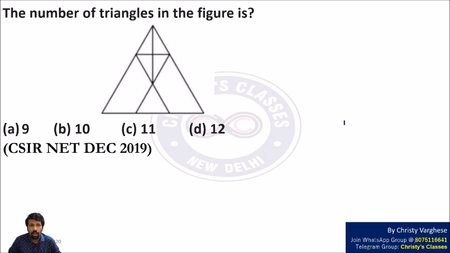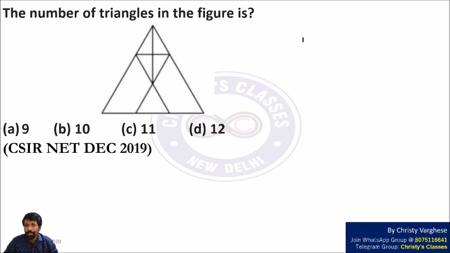That means count the number of figures. The figure may be a triangle, a square, or a parallelogram. I will be taking those questions that are more important from a CSIR-NET perspective. So this is a December 2019 CSIR-NET problem. All of you make an attempt. So I'll start explaining the number of triangles in the figure.